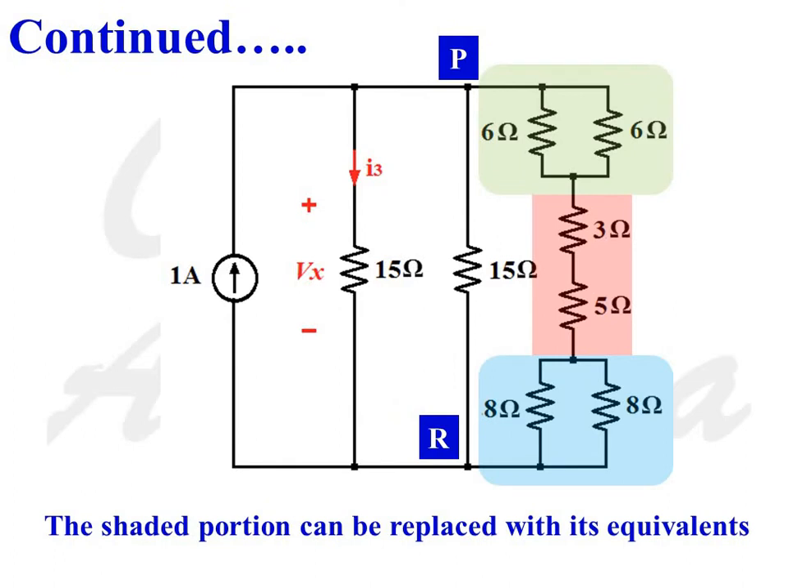So here the two 6 ohm resistors are connected in shunt. Two 8 ohm resistors are also connected in shunt. And 3 ohm and 5 ohm resistors are connected in series. So let us replace these combinations with their equivalent resistance.